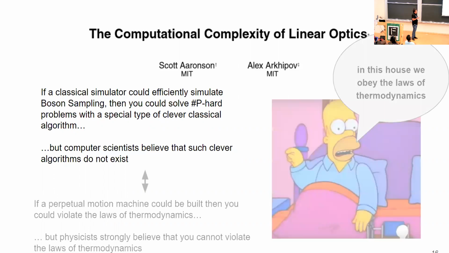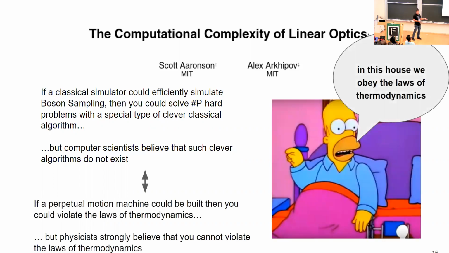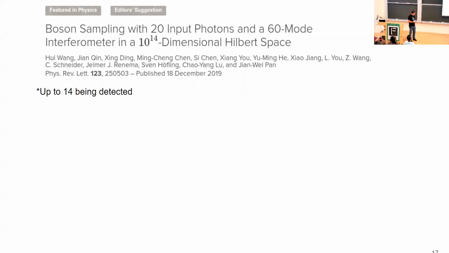And for the physicists, this is like saying, you cannot build a perpetual motion machine because you would violate the laws of thermodynamics, but we believe that you cannot violate the laws of thermodynamics, so you cannot build this perpetual motion machine. So, okay, people set out to build these things.